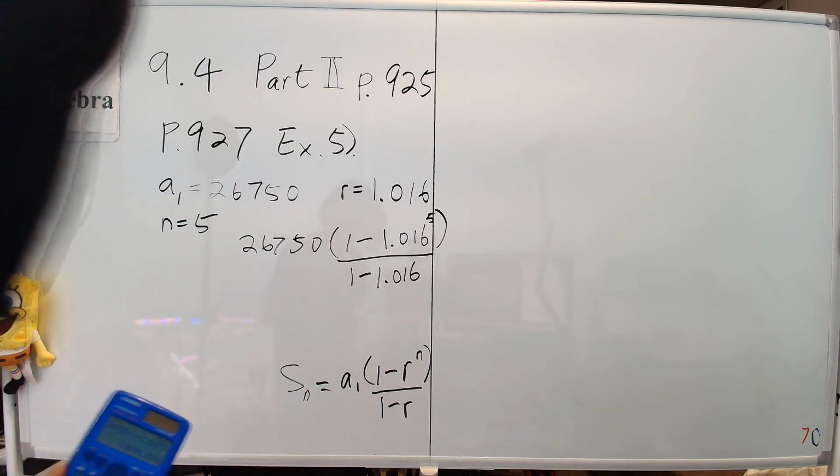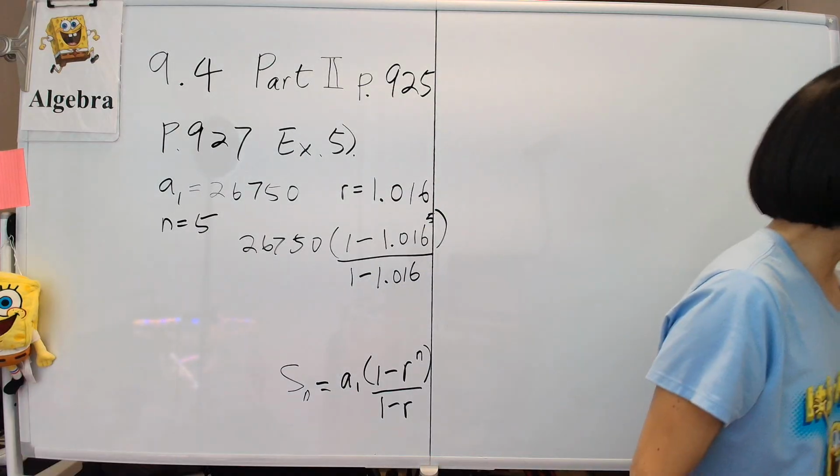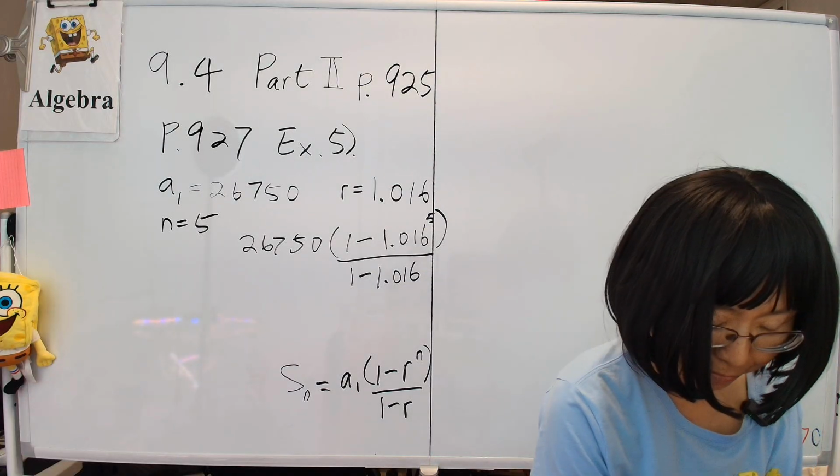138,000. All right. Let's see. Does that look good? Let's look at the book. What does it say?